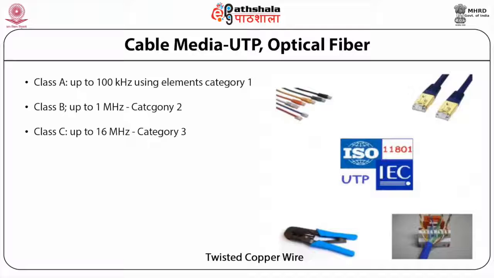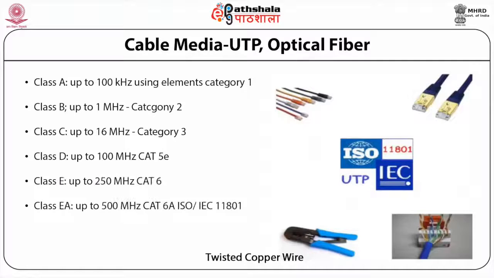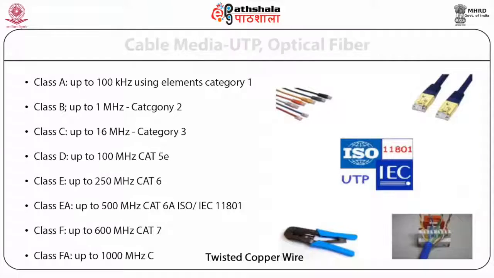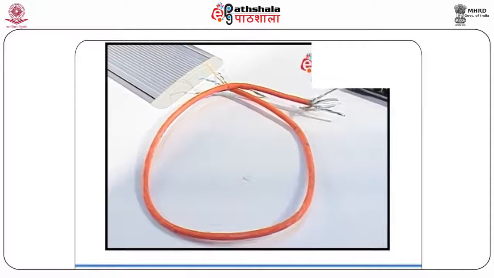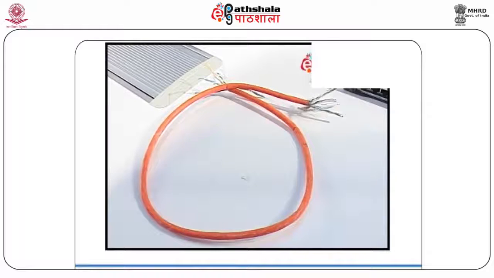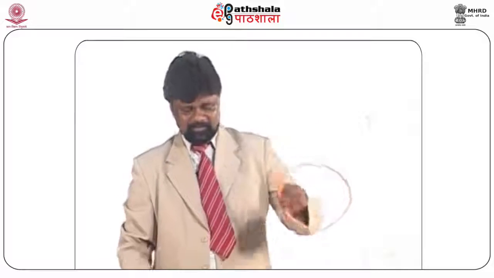The commonly used ones are Cat 5E and Cat 6, which have 250 megahertz, Cat 5 has 100 megahertz, and the latest, the classification of class F, that is Cat 7, uses 600 to 1000 megahertz, and Cat 7A, that is this cable. So this is the latest which can carry gigabits. All these are twisted copper wires. That is all about the wires and cabling used in our local area network.